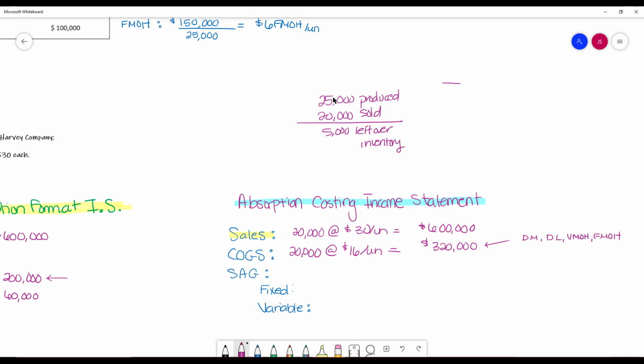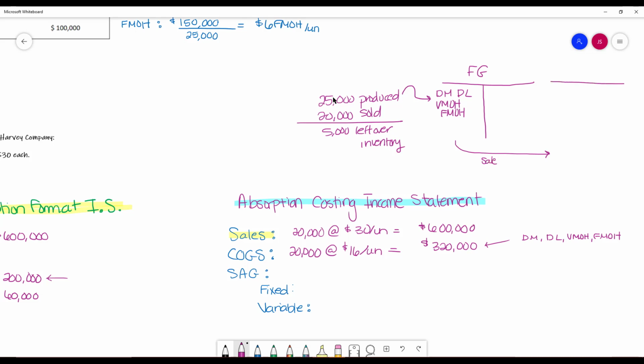The important thing to keep in mind here is that if we produce 25,000 units, in finished goods, when we are finished with production, what costs go into finished goods? It's direct materials, direct labor, variable manufacturing overhead, and fixed manufacturing overhead. Remember from before, what did we say is the only thing that causes costs to flow out of finished goods? For a cost to flow out of finished goods, we need to make a sale.